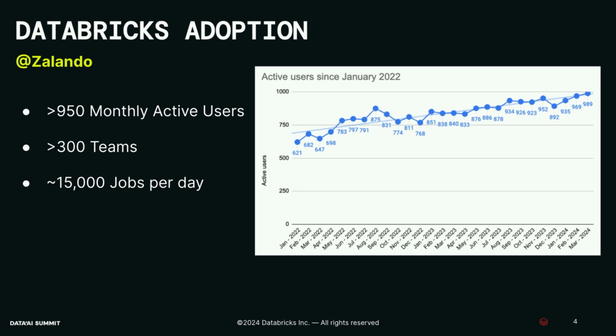We have almost 1,000 monthly active users. We have over 300 teams in Zalando using Databricks on a monthly basis. And we have, on average, about 15,000 jobs per day. So we are using Databricks a lot.